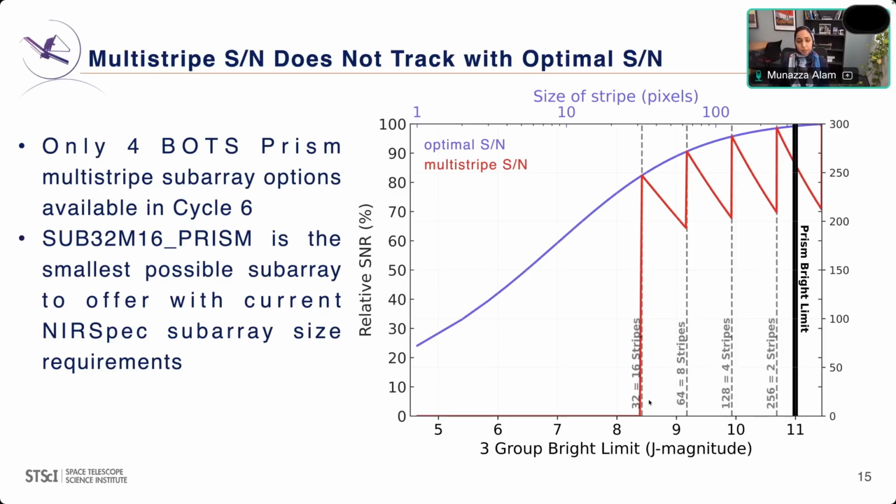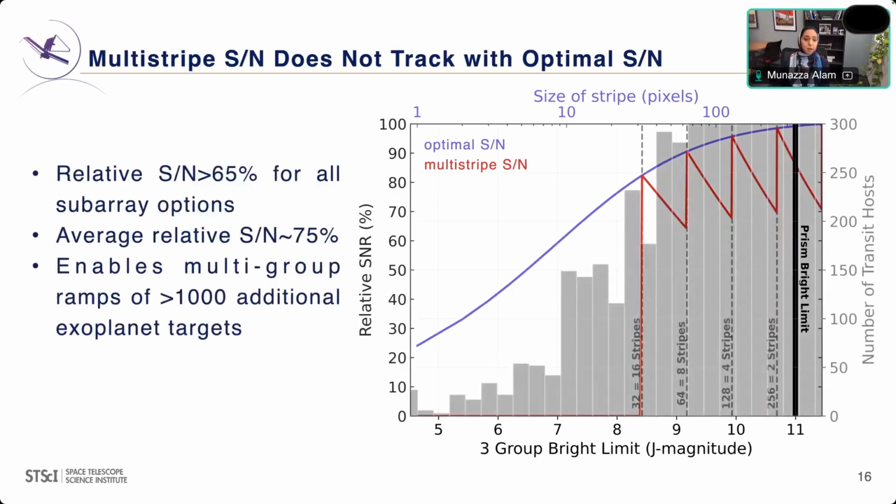In particular, you can read about this on JDocs. There is a requirement that subarrays on NIRSpec need to have a minimum of 1024 pixels. And so when splitting up the SUB512 subarray into different stripes, the smallest we can go while also satisfying that requirement is 32 by 32 pixels. But nonetheless, with the multi-stripe subarrays that we are offering, we get down to relative SNRs that are greater than 65% for all of the subarray options that we're offering.